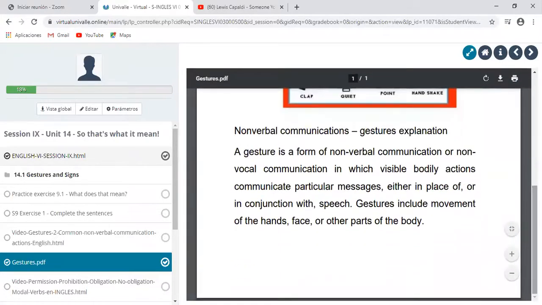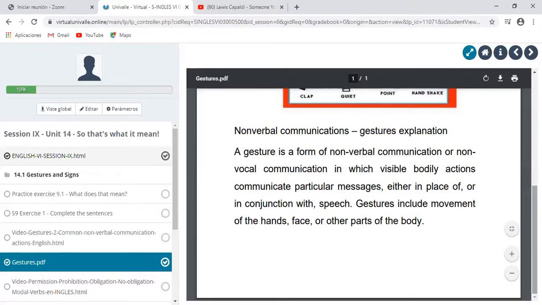So, as I was explaining before, we have two types of communication, verbal and nonverbal. But for this case, we are going to be working on nonverbal communication, to be very specific, gestures. This is a very important part that I would like to highlight: gestures are about movement. It could be using our hands, our face, or other parts of the body.